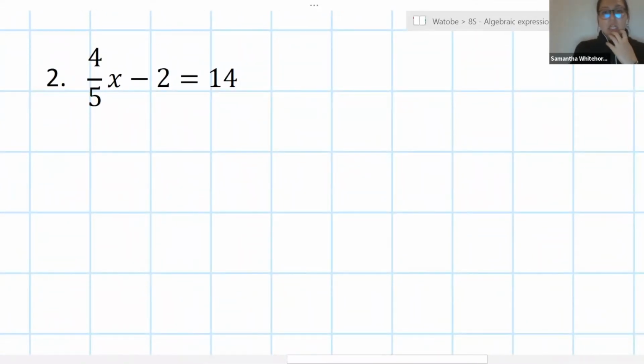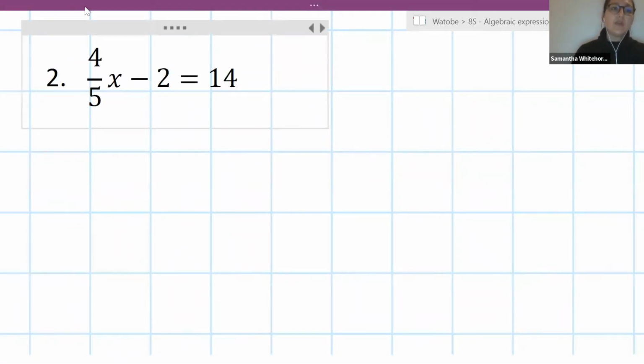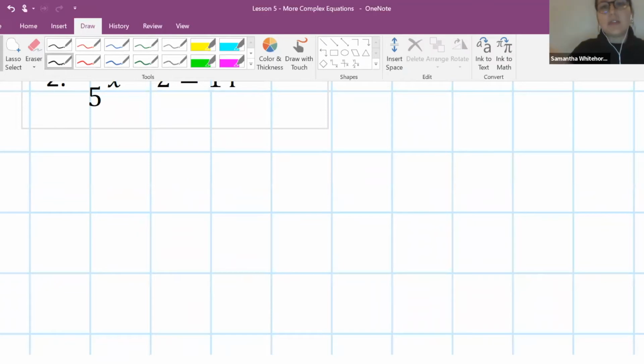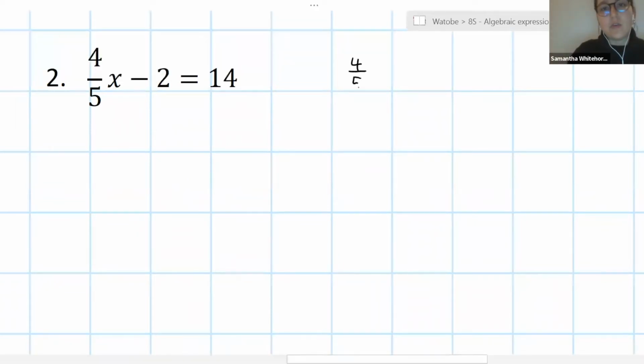Okay. So let's have a look at question 2. So we've got 4 over 5x minus 2 equals 14. Now, before we even get to this, what I just quickly want to make quite clear is that whenever we've got a fraction and then a variable next to it, so like in this case, we've got 4 over 5x, this can be written as 4x over 5. It is exactly the same thing.